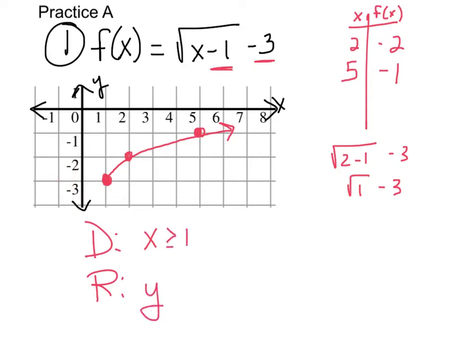Your y starts here as well. Your y, if you look here, your y goes this way, and here's your y-axis. So your y has to go above the -3. So your range, y is greater than or equal to -3.